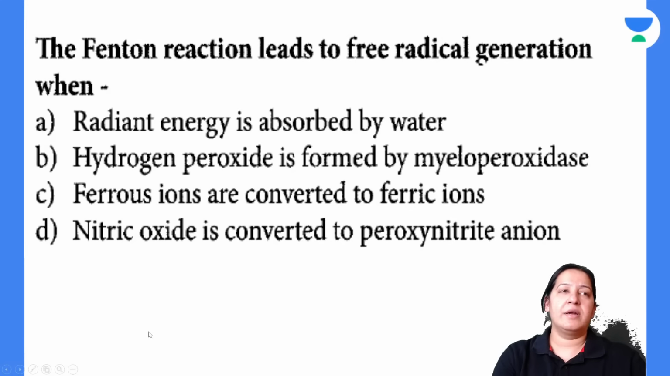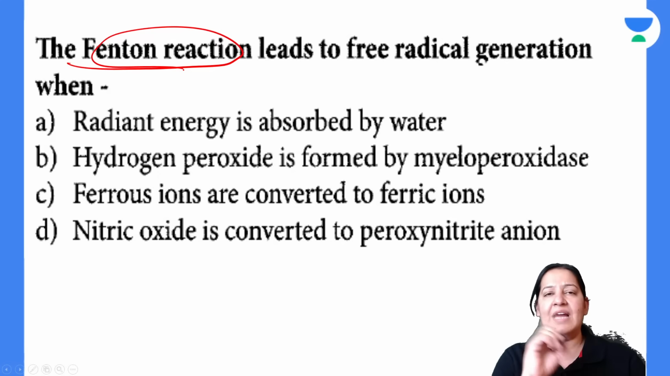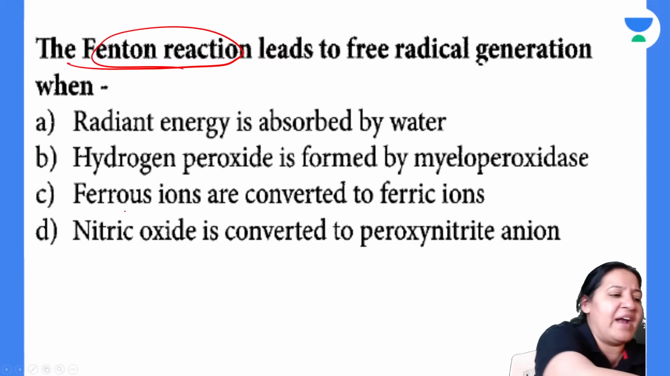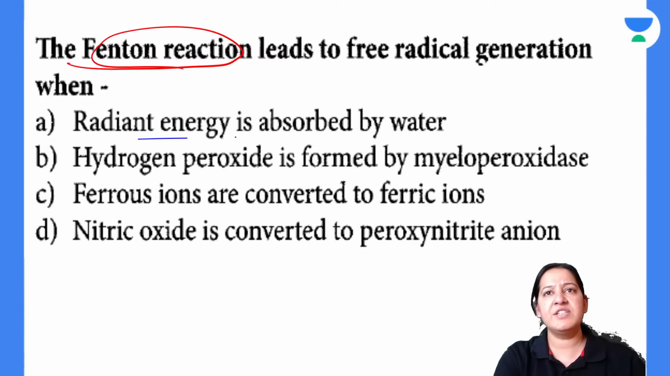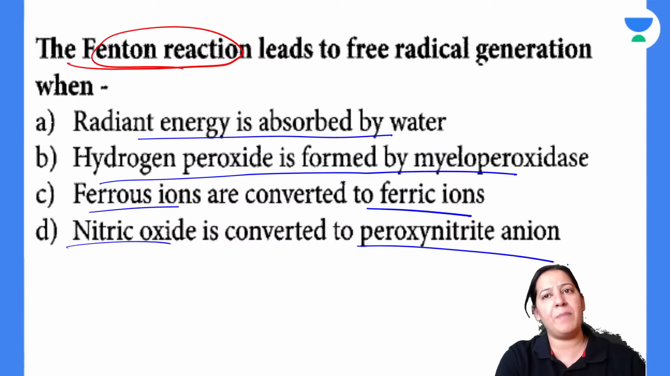This is the next question. Define Fenton reaction. What is Fenton reaction? In Fenton reaction, what gets converted to what? You can read the 4 options in front of you. What is Fenton's reaction? So radiant energy is absorbed by the water. Hydrogen peroxide is formed by myeloperoxidase. Ferrous ion gets converted to ferric ion. Or nitric oxide gets converted into peroxynitrite ion.